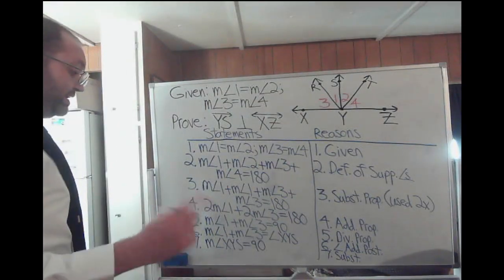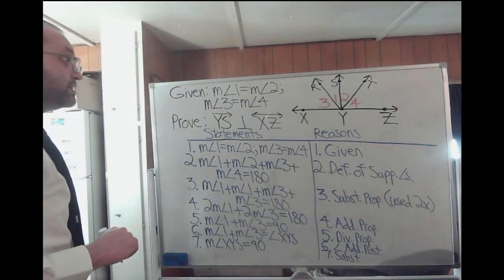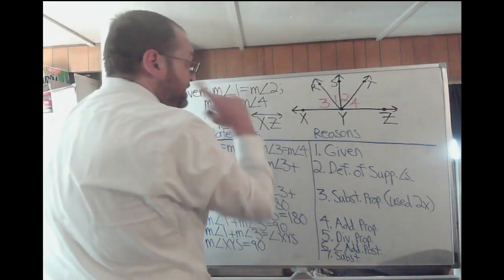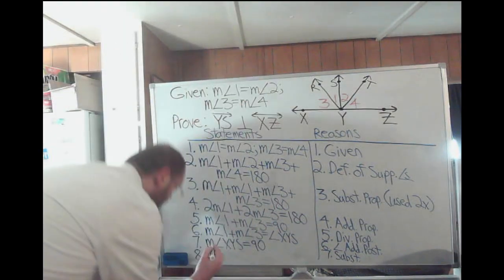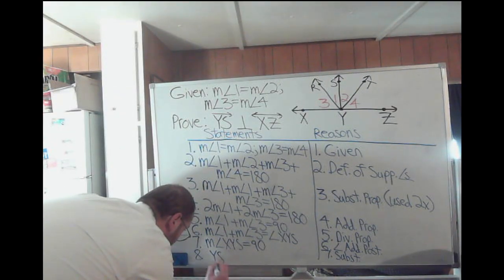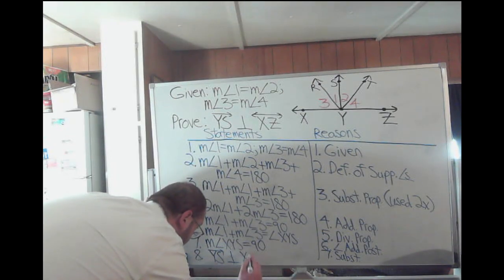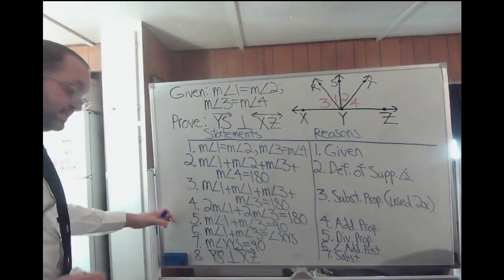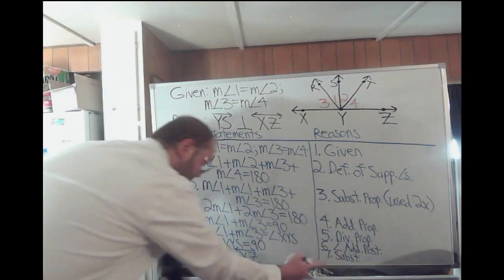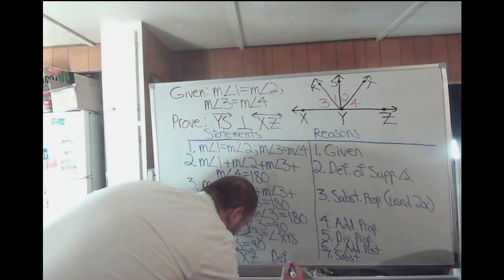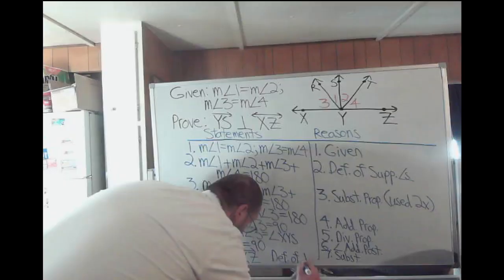And then I have statement 8, which now is, we can now say that ray YS is perpendicular to line XZ. We can finally say that on the 8th step. Well, how can we say that? I'm going to put the reason right next to it here because we're out of room. Simply by the definition of perpendicular lines.